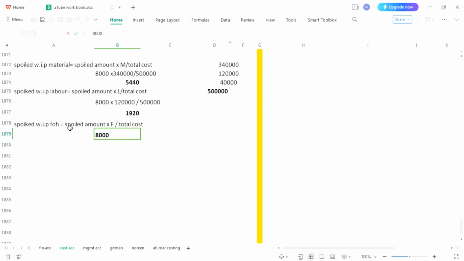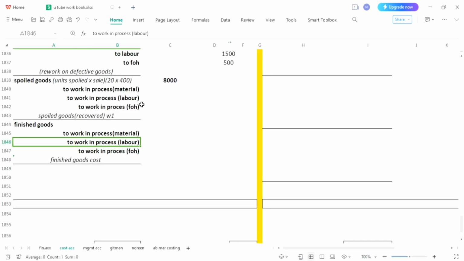Let's carry on our calculation. Multiply by 40,000, cost of factory overhead. Then you need to divide it with grand total, which was 5 lakh. Statement is completed. Put it on calculator. 8,000 multiply by 40,000 and divided by 5 lakh. So again, all three amounts have been calculated. We will go to the question. These were the amounts for spoiled goods.